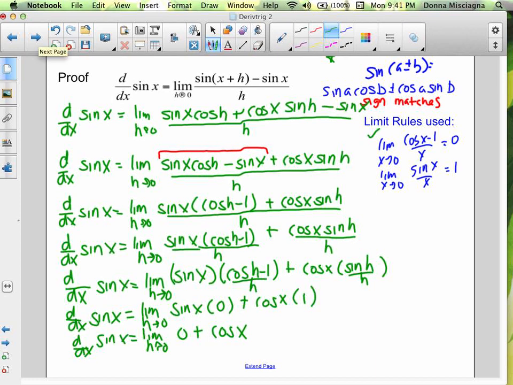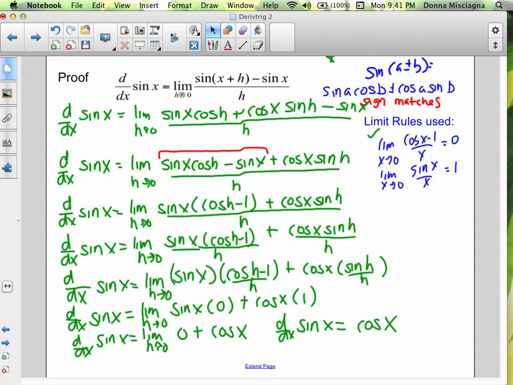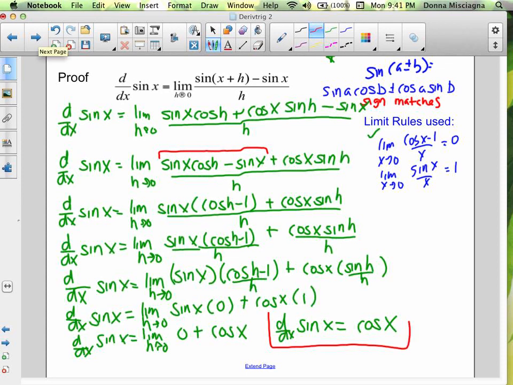I've got no place to put an h, no place to substitute an h in, because there are no h's left. But it does mean that the derivative of sine x is cosine x. And that looks just like what we saw when we graphed the slopes. And quite honestly, that's because I led you right to that a second time.